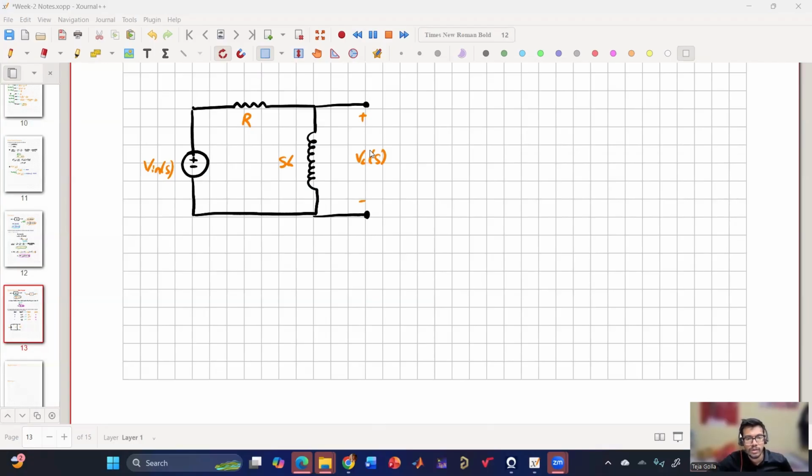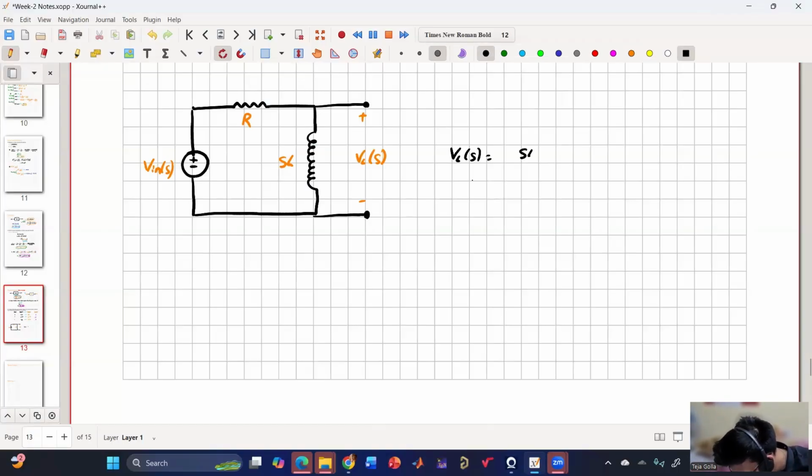Hello. R by 1 plus SL. Can you please say it louder? R upon 1 plus S into L. This is like a voltage divider circuit, right? VL is this expression, right? So we have VL of S is equal to SL by R plus SL, just like a voltage divider, into V in of S. Agree? Like a resistive voltage divider.